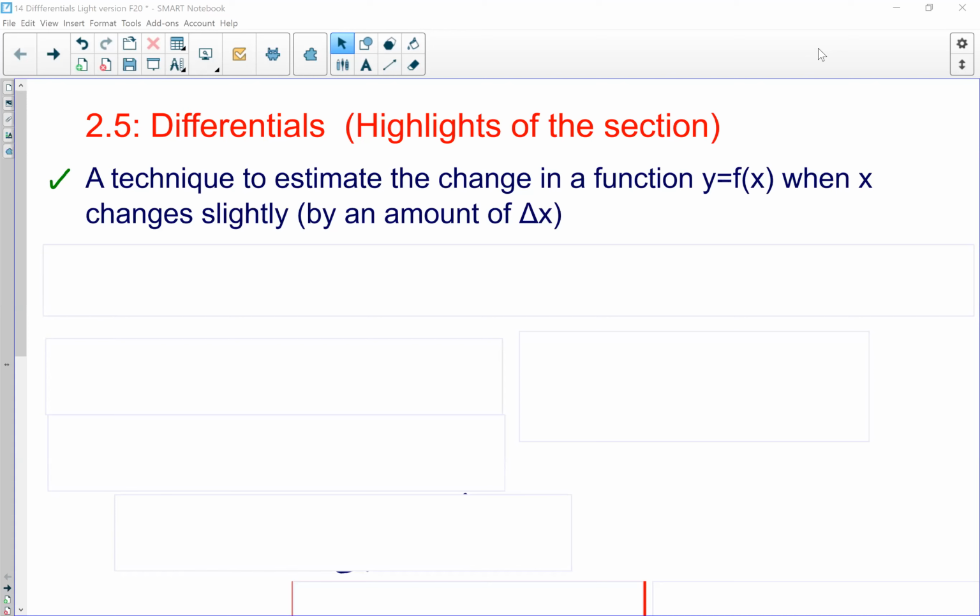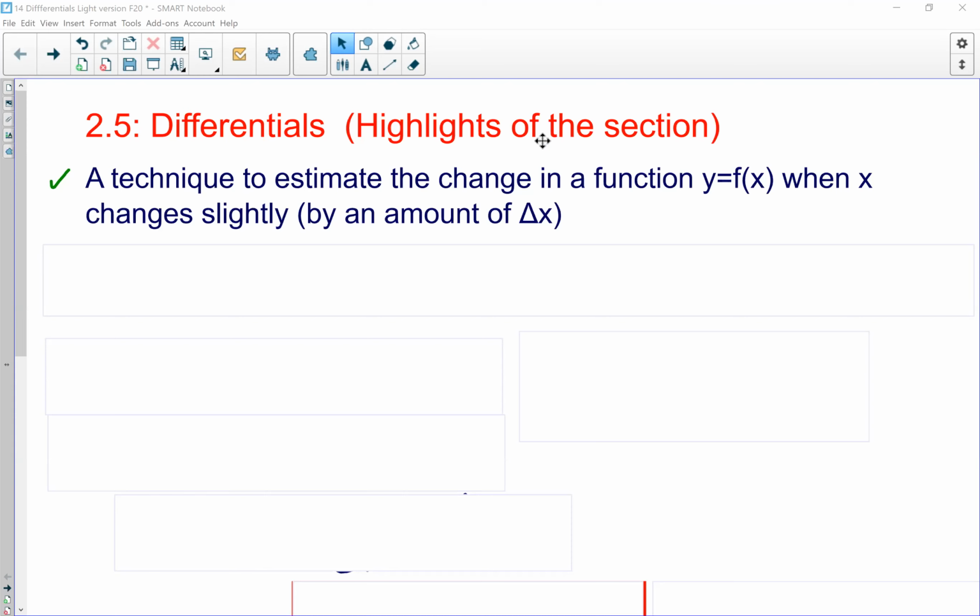Hi everyone. In this segment, we will take a look at section 3.5. The topic is called differentials, and we're only going to cover the highlights of this section. So it's going to be a very brief introduction to what is known as the topic of differentials.